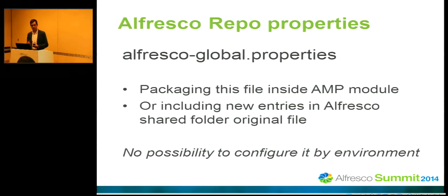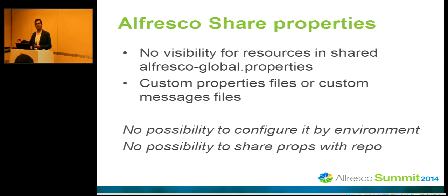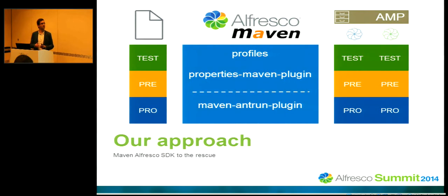We can use the global configuration in Alfresco in order to include our properties, but we have no possibility to have these properties by environment. On the Share side, we have no visibility of the global properties, so we have to include our properties inside our modules, and there is no possibility to share these properties with the repo.